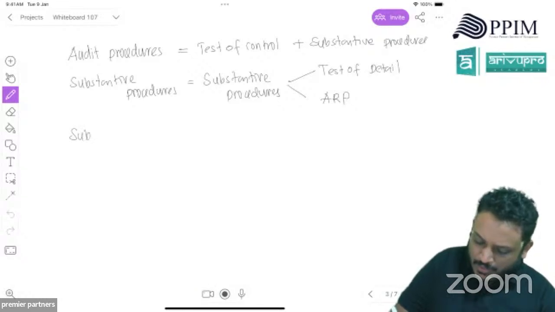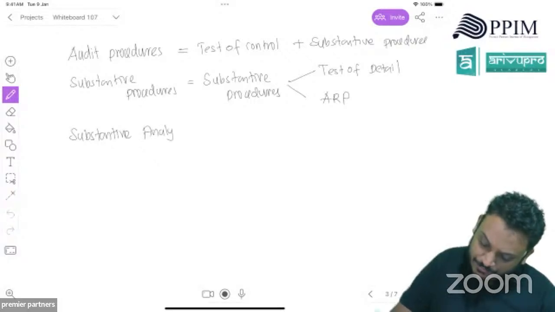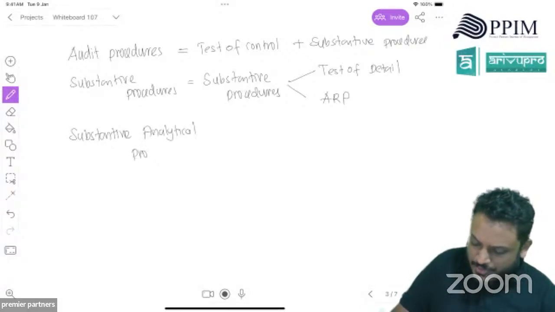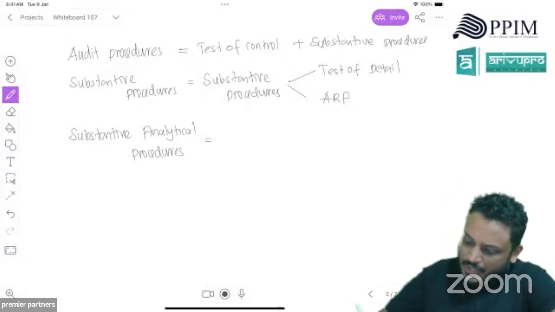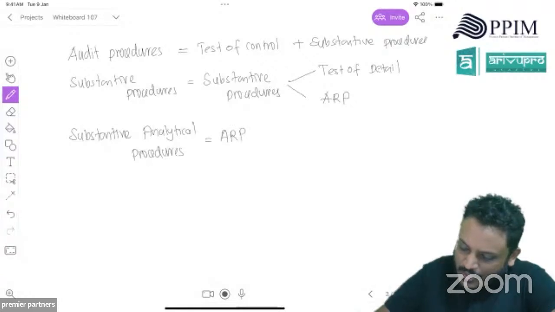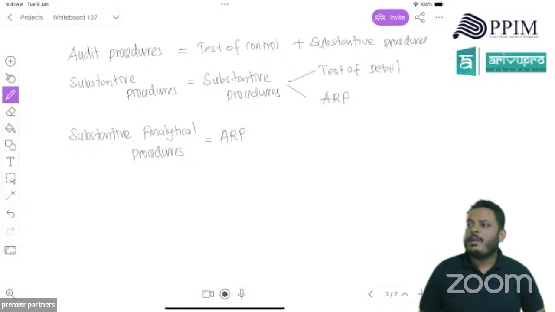Sometime in your exam paper, they might ask a verb substantive analytical procedures. If they ask substantive analytical procedures, then don't write test of detail. Only ARP you can write. Is my explanation understood? The verbs, if you know this, it's really helpful for you all if you are handling section A questions most of the time. Because section B, mostly substantive procedures or audit procedures. Right? Is that clear, students?